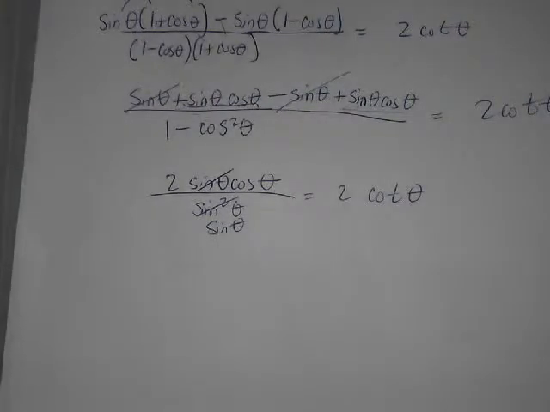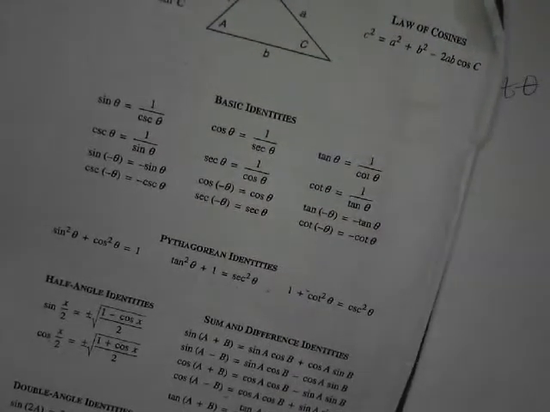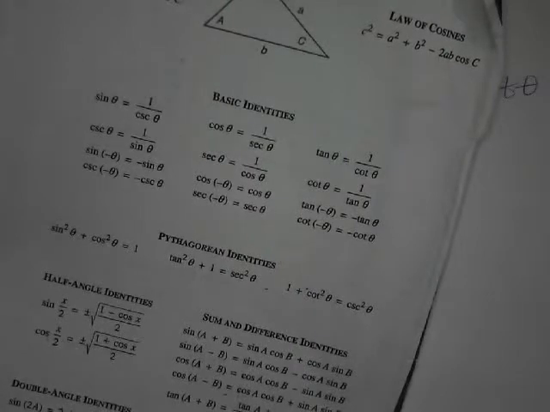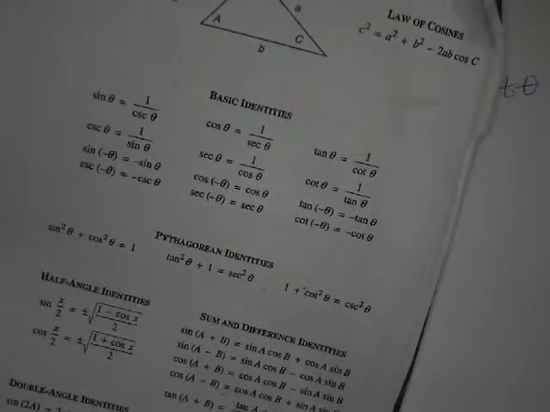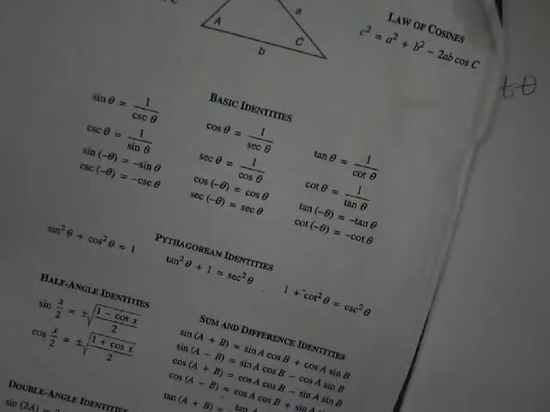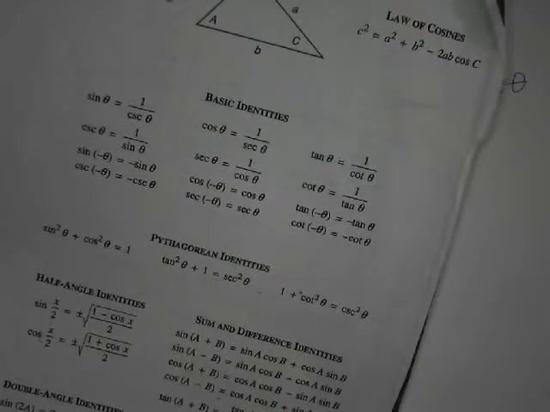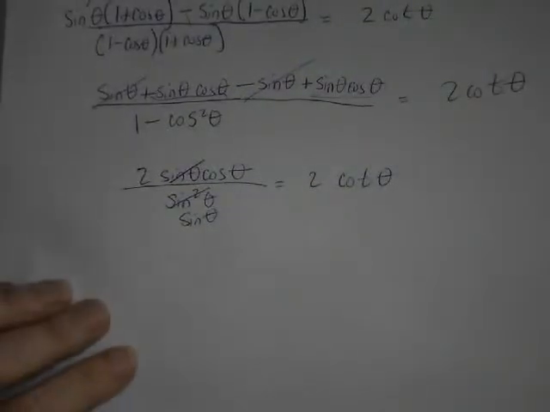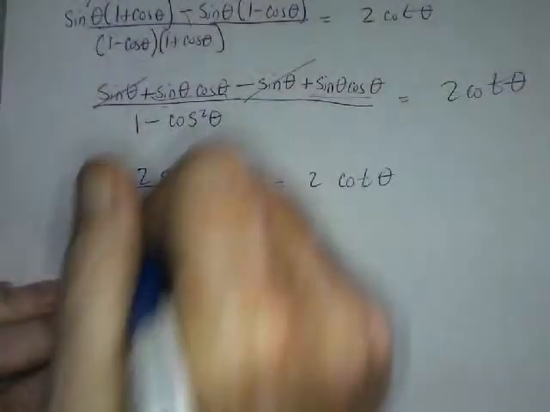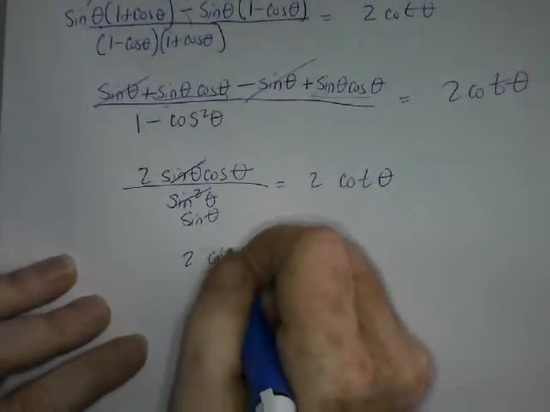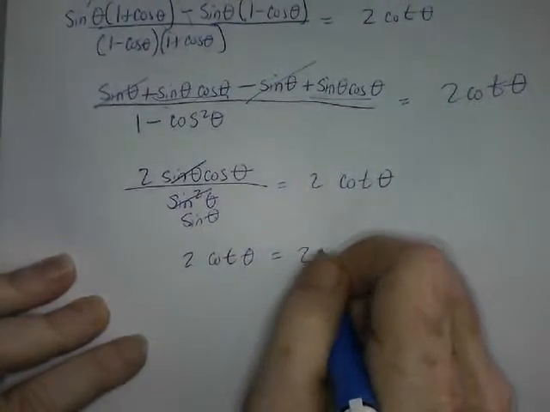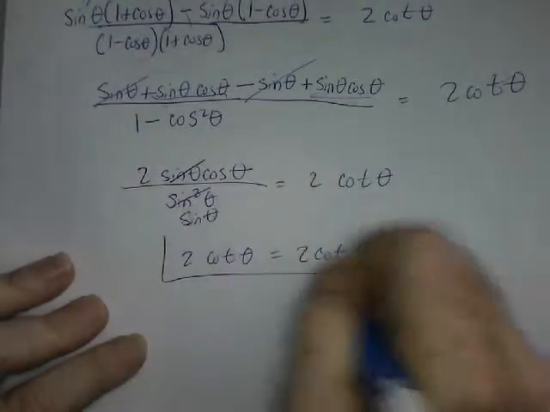And if you didn't know that, that might be on your list right here. You're supposed to know that, well, you know tangent and cotangent are reciprocals. You're also supposed to know that tangent is equal to sine over cosine. So I hope you knew that too. Anyway, so I'm going to switch that out. Now that's 2 cotangent theta. And that's equal to 2 cotangent theta. Ta-da!